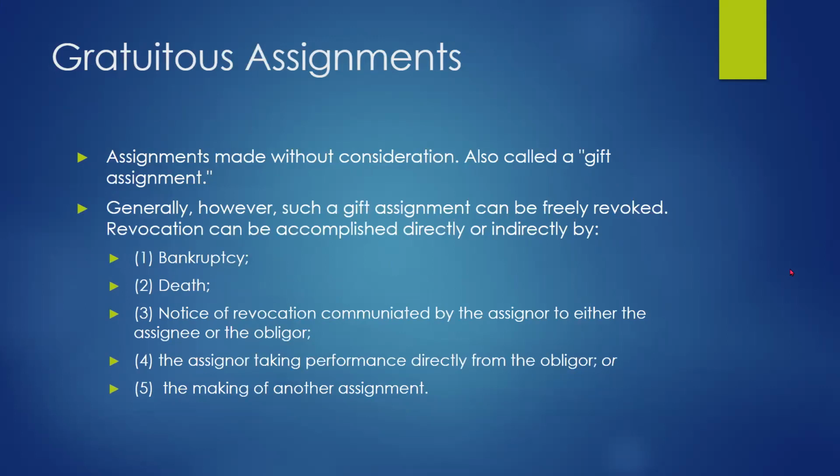Gratuitous assignments. Assignments made without consideration, also called a gift assignment. Generally, however, such a gift assignment can be freely revoked. Revocation can be accomplished directly or indirectly by 1. Bankruptcy. 2. Death. 3. Notice of revocation communicated by the assignor to either the assignee or the obligor. 4. The assigner taking performance directly from the obligor. Or 5. The making of another assignment.